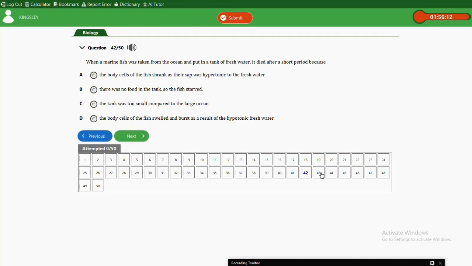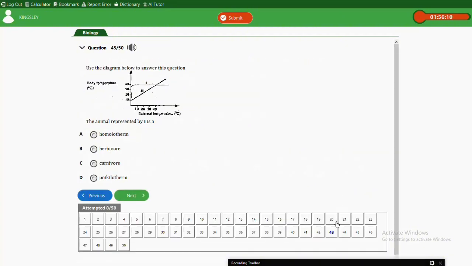And of course, water is in lower concentration in the fish because it's a marine fish, so it has more salt content. So water will flood the cells of the fish and then burst the fish. So let's look at the next question here.